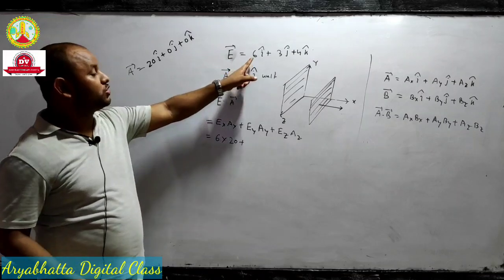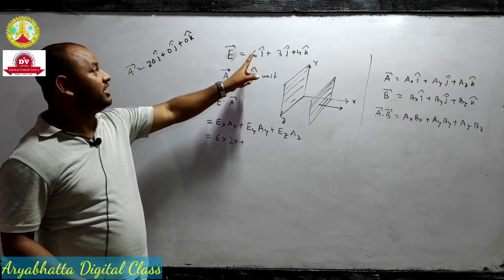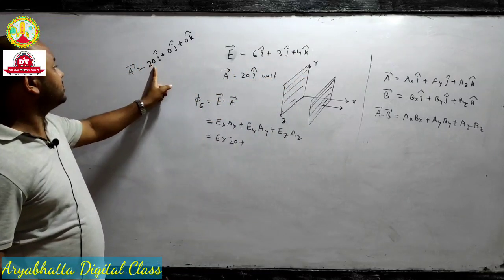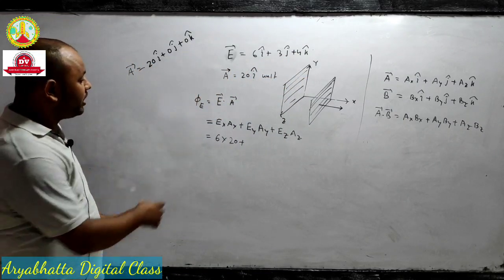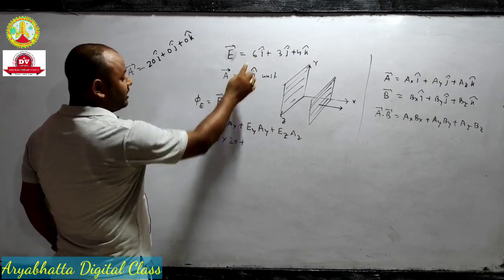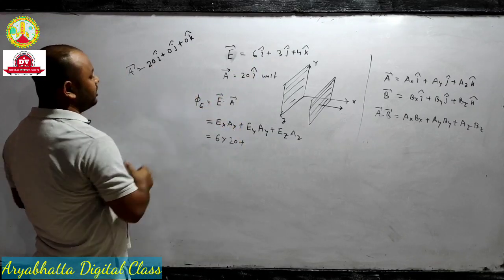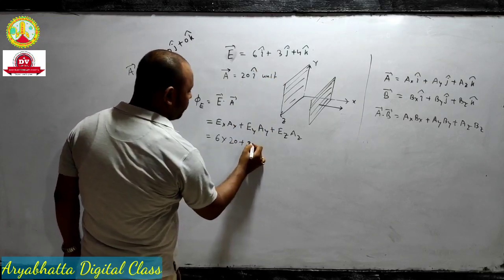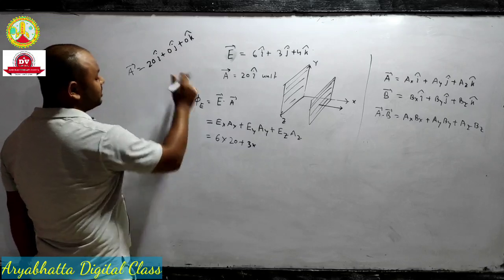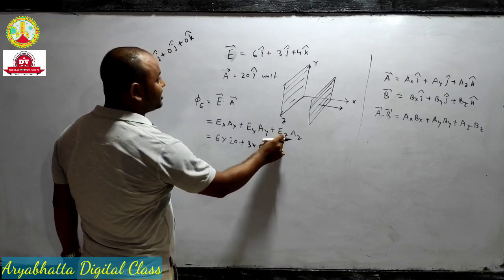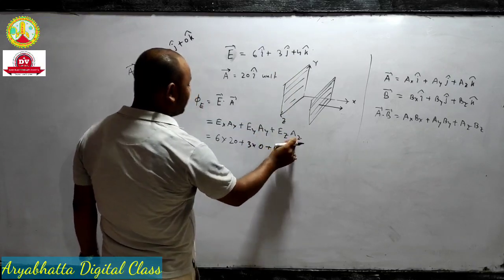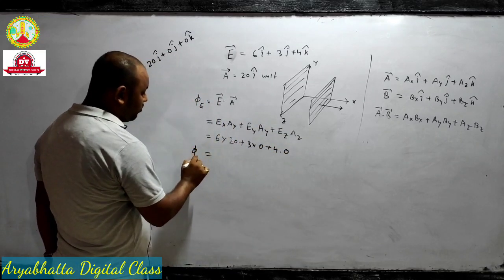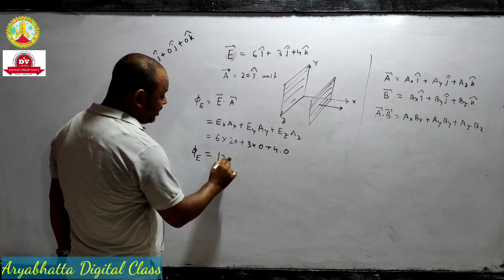Here 6 is the component along the x axis. That means this is ex, this is ey, and this is ez. Similarly, this is ax, ay, az. So here ex is 6 and ax is 20, plus ey is 3 and ay is 0, plus ez is 4 and az is also 0. So the flux will be 120 unit.